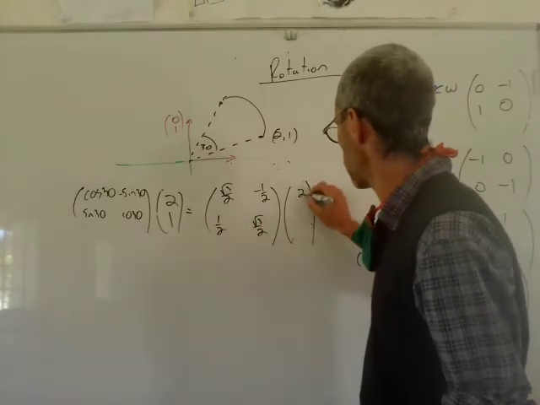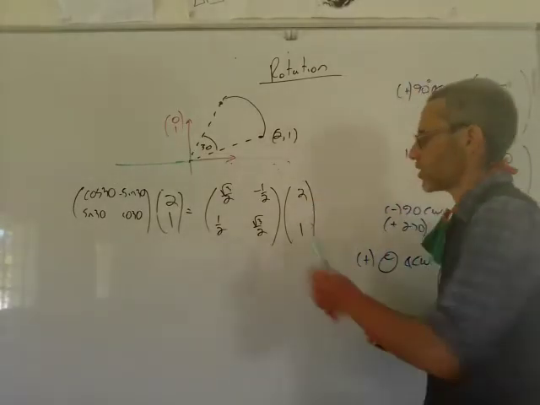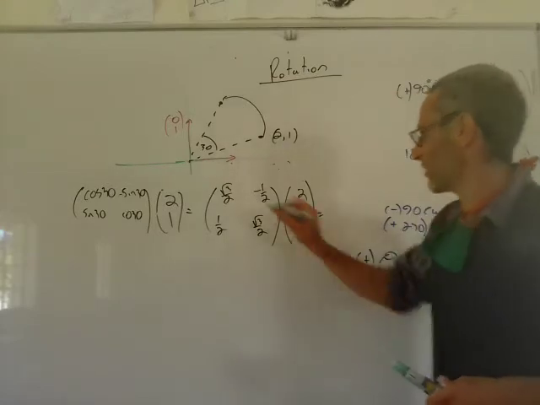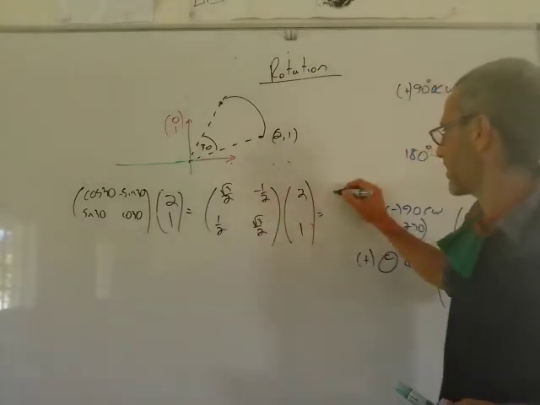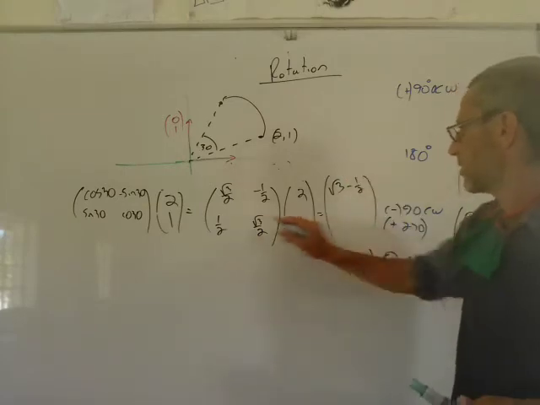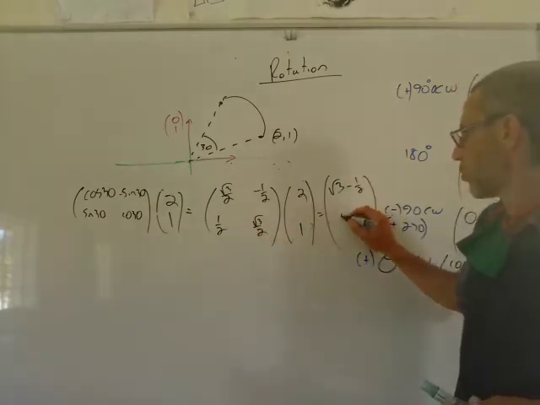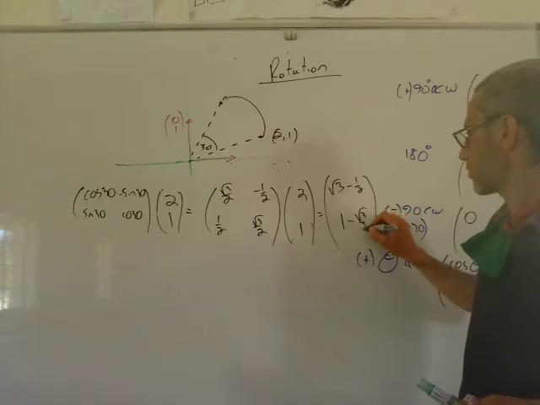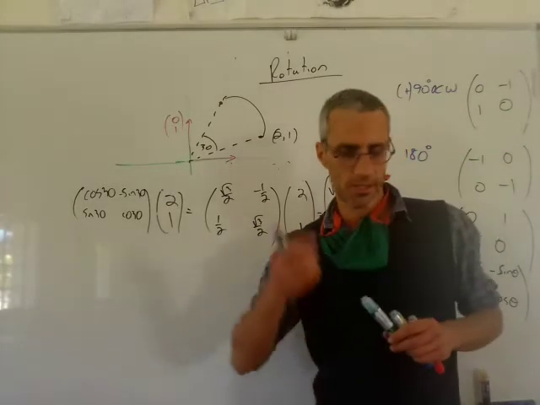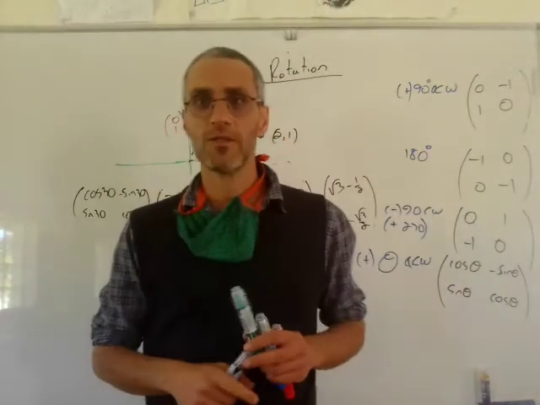I'm not going to even finish it, guys, if you don't mind. Well, I will. I always say I'm not, but I will. We multiply the matrix by the point: square root 3 times 2 minus half times 1, and half times 2 is 1, plus square root 3 over 2. That's the new coordinate, the new x and the new y. And that's it for rotation.